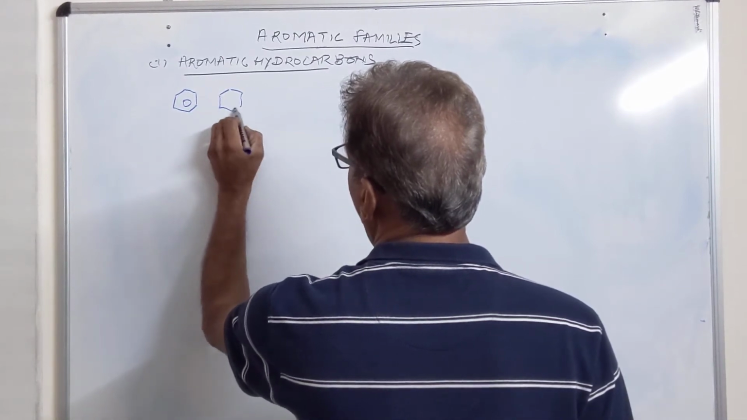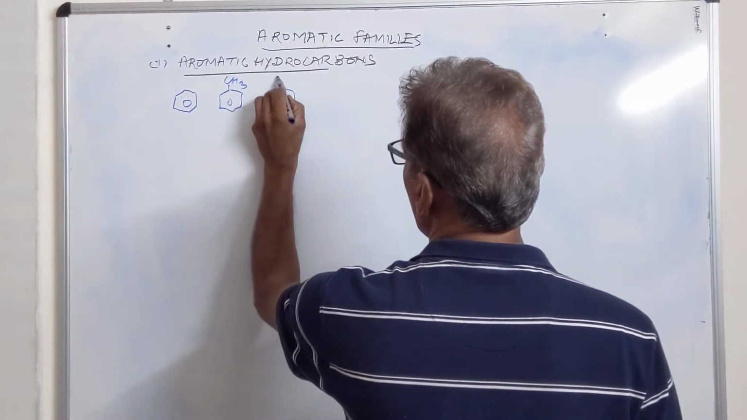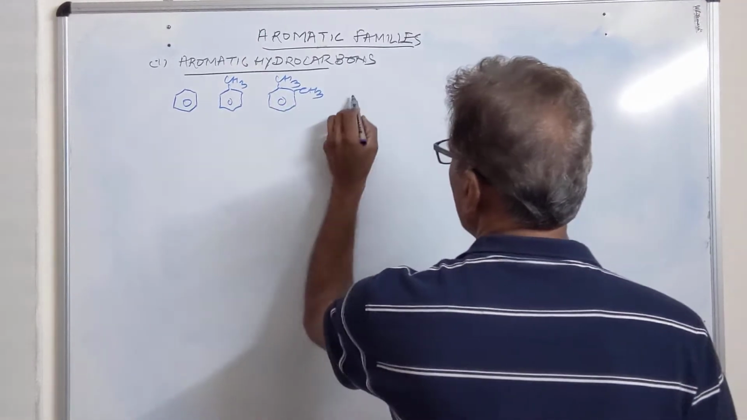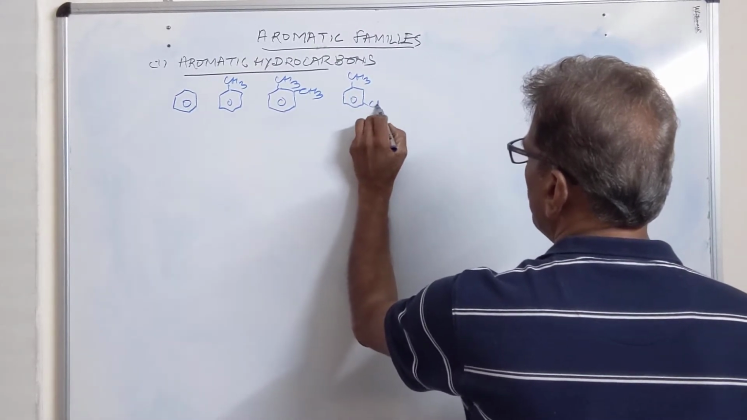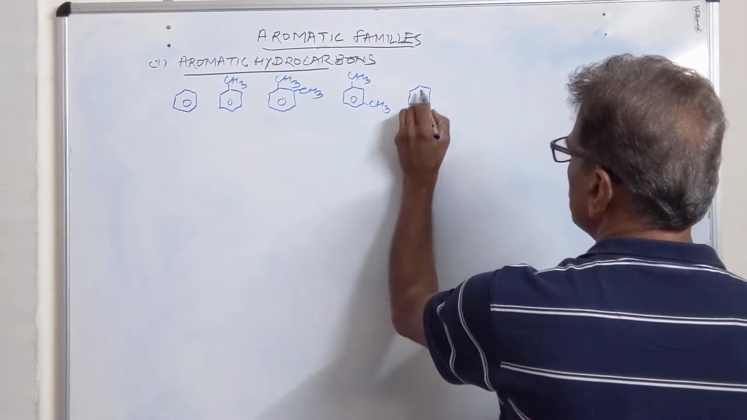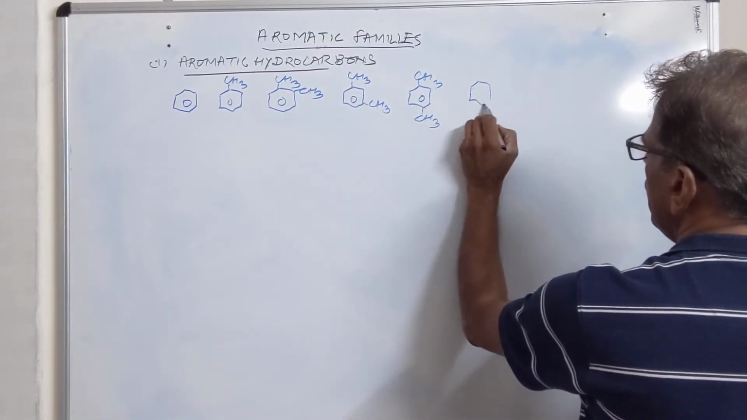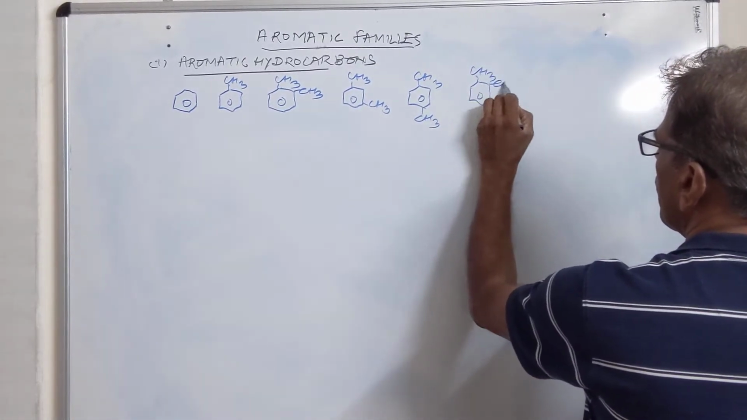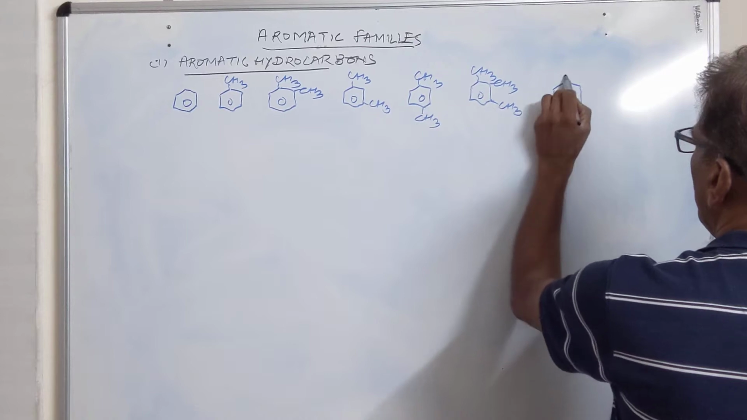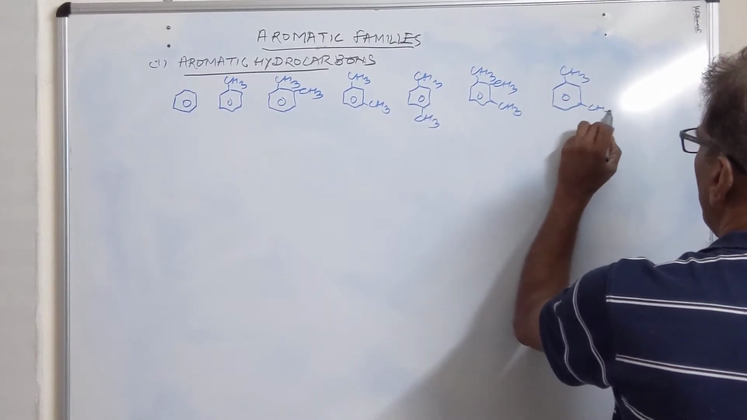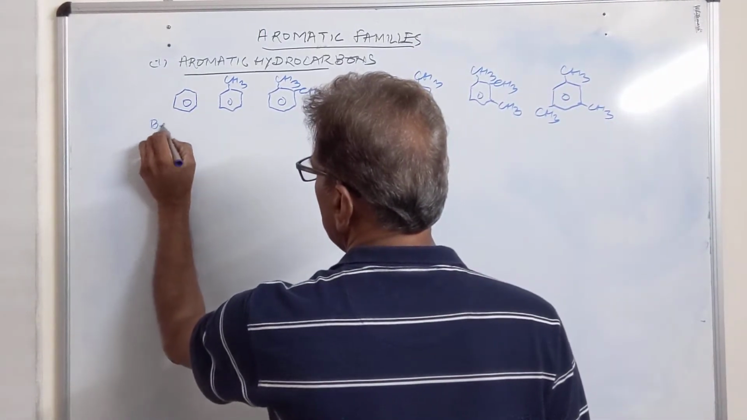then we take methyl substituted benzene, orthoxylene, metaxylene, paraxylene, mesylethylene, so this is our first member, it is benzene.